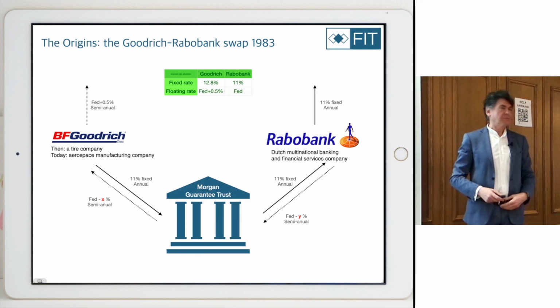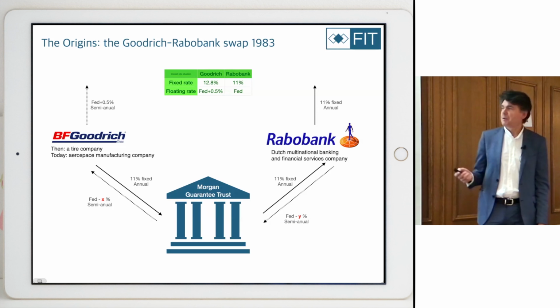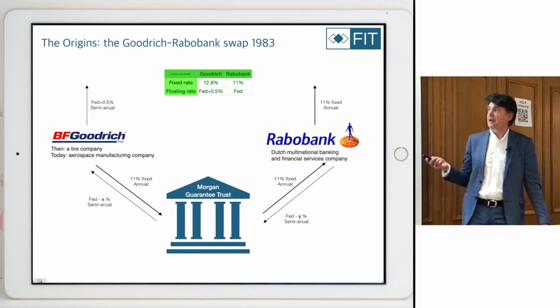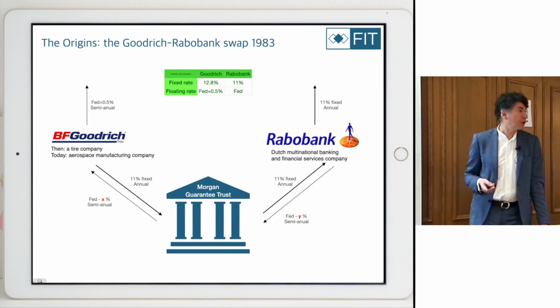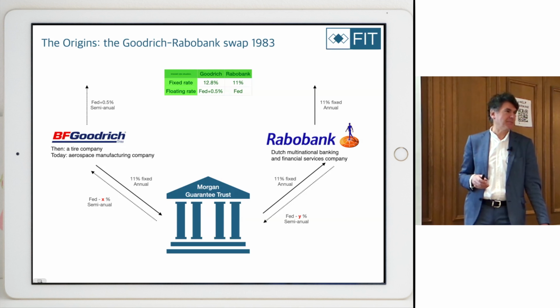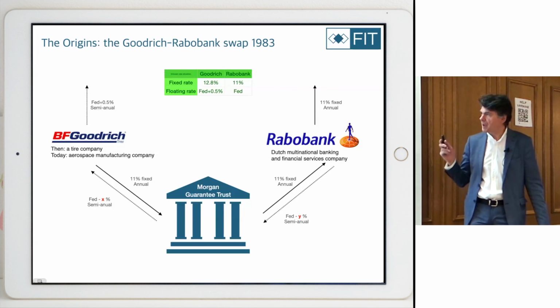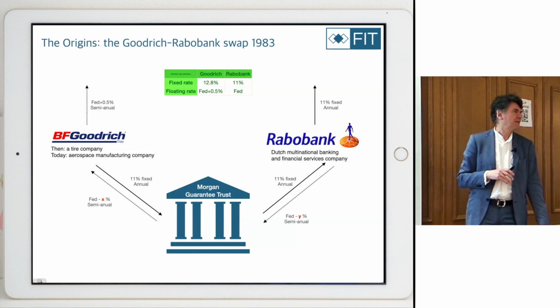So this is very interesting, because if I set this up, we already saw that as long as X is less than 1.3, 130 basis points, Goodrich is happy. As long as Y is positive, Rabobank is happy. And as long as X is bigger than Y, Morgan is happy. Is there a solution to that? Yeah. Just take Y to be half X. There are many solutions to that.